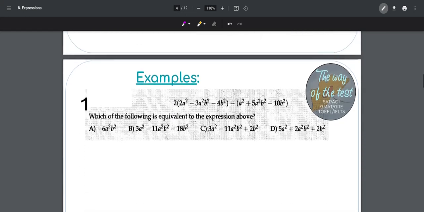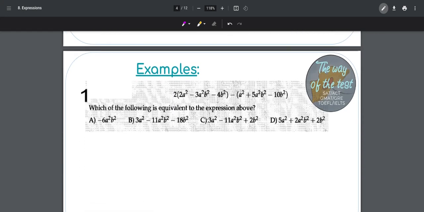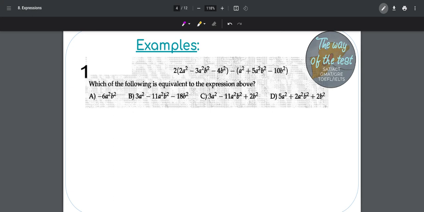Okay, moving on, we are going to do this example over here. I want you to pause the video right now and solve this example. Pause the video, solve the example, write down the answer. We are going to solve it. Okay, so we have an expression, and the question is, which of the following is equivalent to the expression above? Again, we want the equivalent value. We're not really finding x, finding a, finding b. We're not doing any of that.